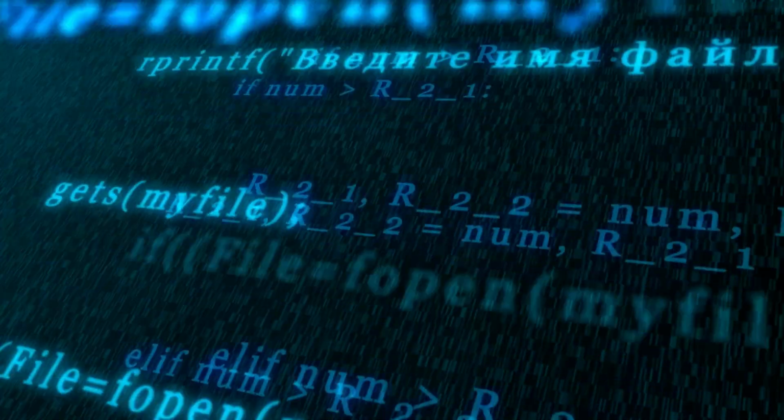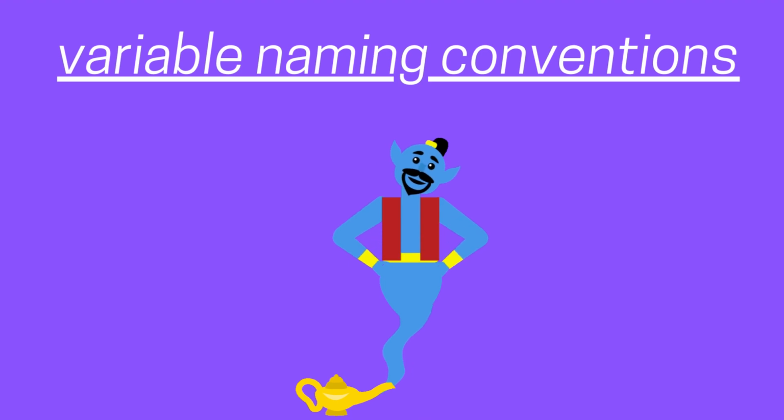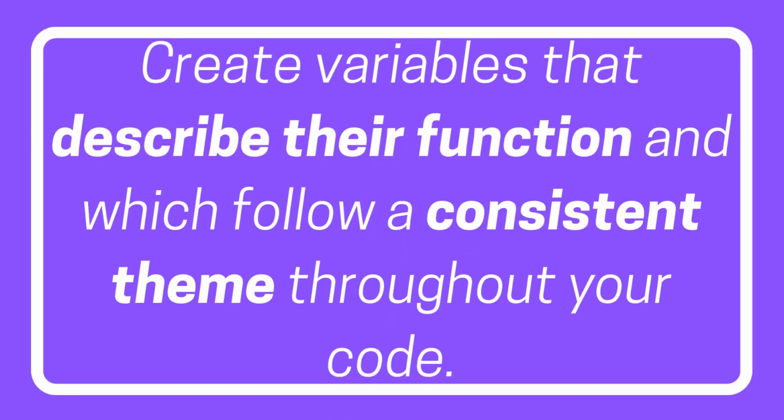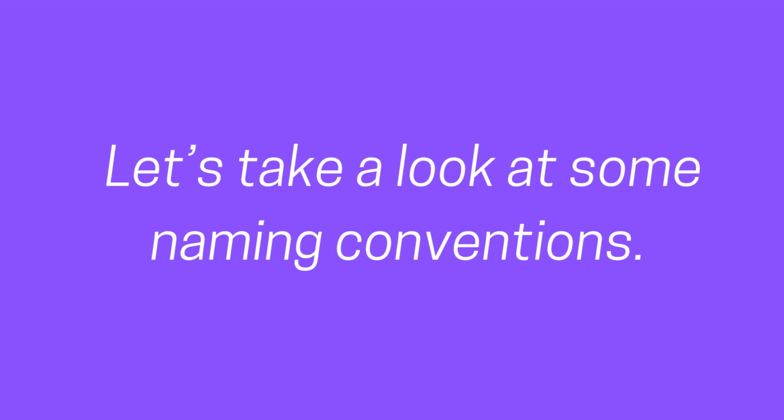Variable naming is an important aspect in making your code readable. Naming variables follow a simple idea. Create variables that describe their function and which follow a consistent theme throughout your code. Let's take a look at some naming conventions.